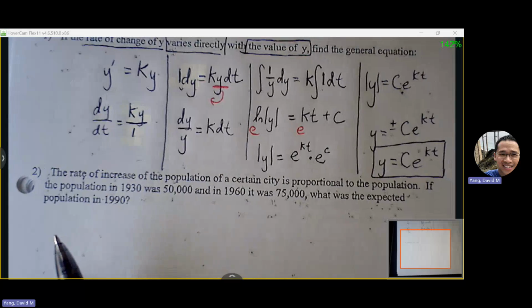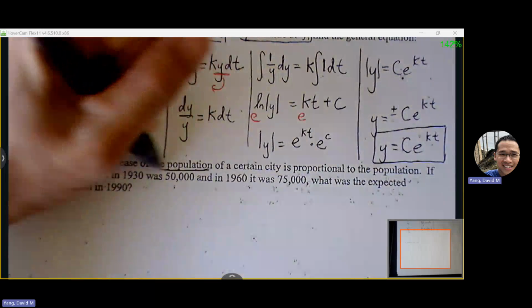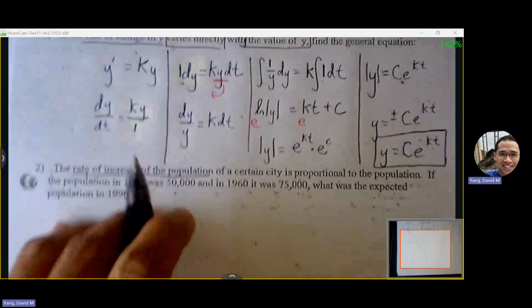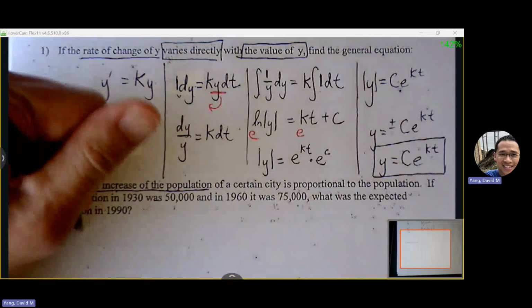All right, so number 2, the rate of increase of population is proportional to the population. So again, we're going to set up a similar differential equation as we did for number 1. The rate of increase of population, that's going to be talking about the derivative of population. So we'll call it p prime.